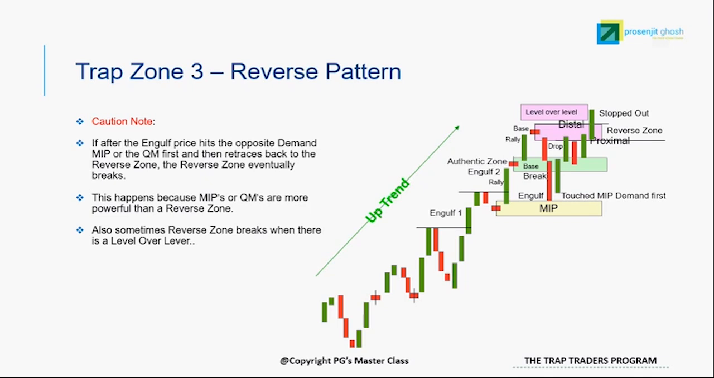And another reason is level over level. If there is a level over level, price will certainly break the first level and go to the next level, because you already know that stop losses are good areas for the institutions to get a lot of fill for their orders. So they will take out the stop losses and move the price to the next level, and from there price will drop.